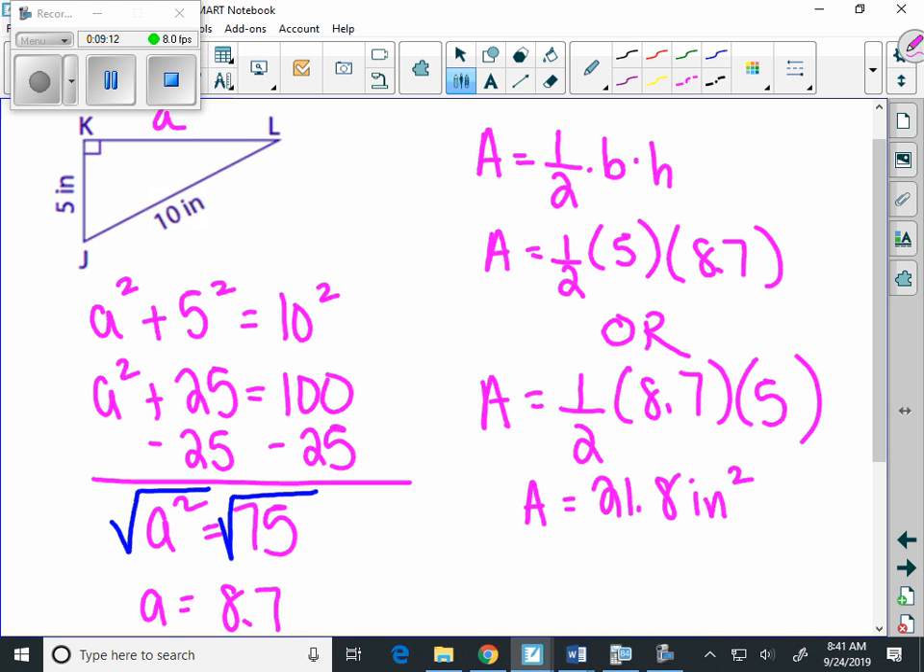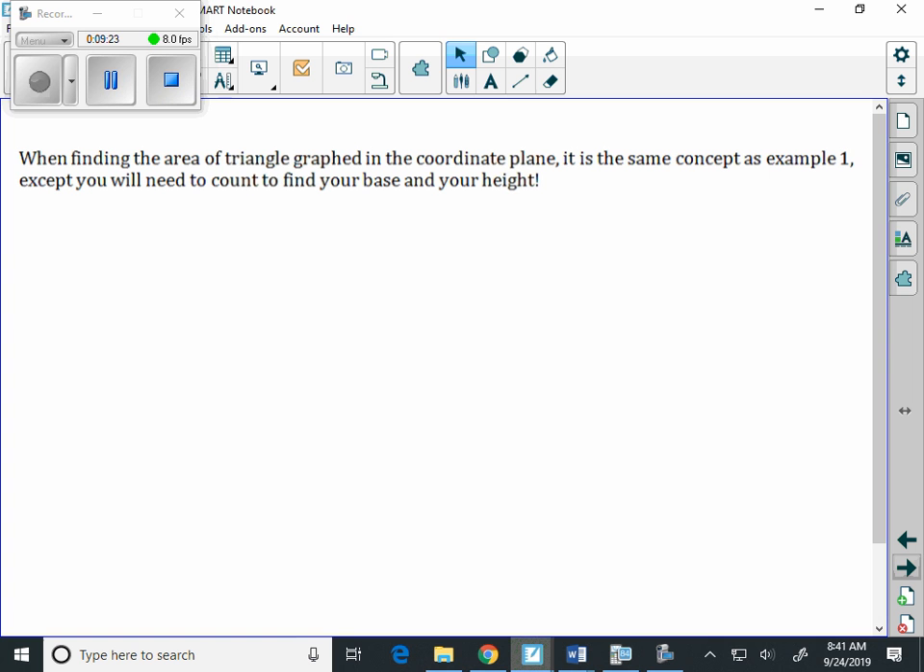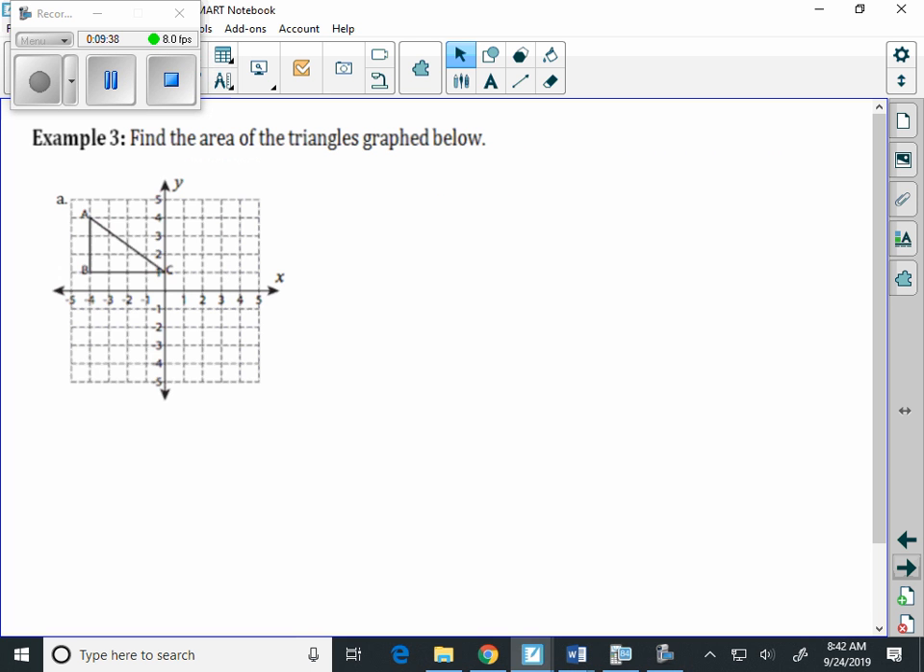Area is measured in square units. Perimeter is singular. Some of you need to see it, maybe more than you think you are. But when we're finding the area of a triangle graphed in the coordinate plane, it's the same concept as example 1, except that we need to count to find our height. So we're used to that. We had to count when we were working with our perimeter. It's the same idea here.